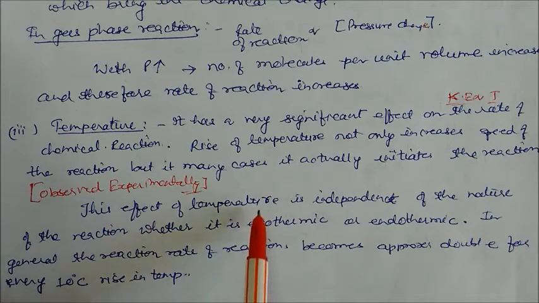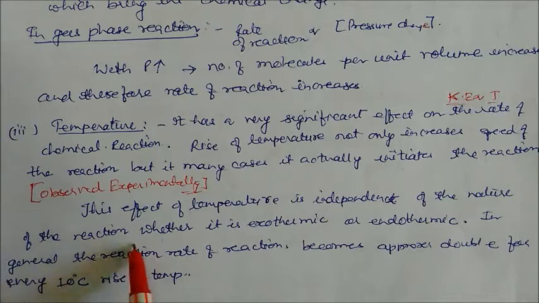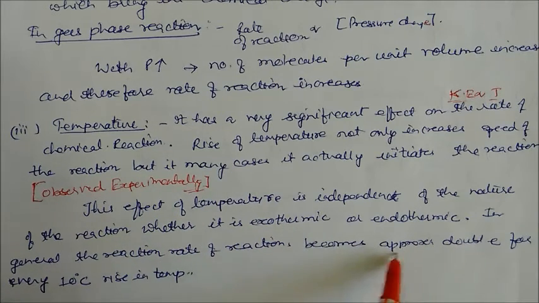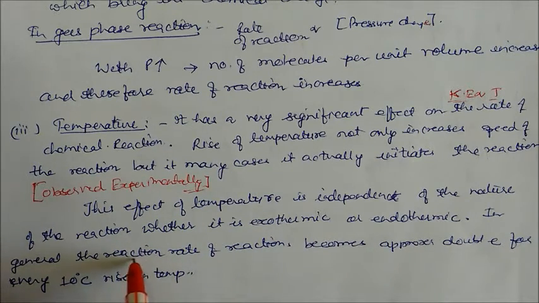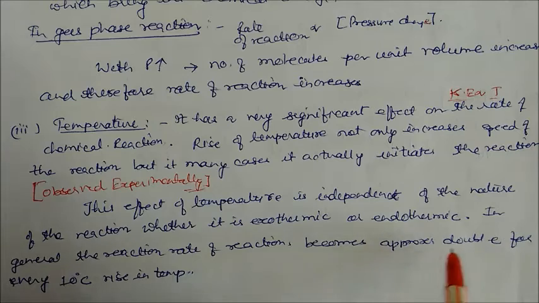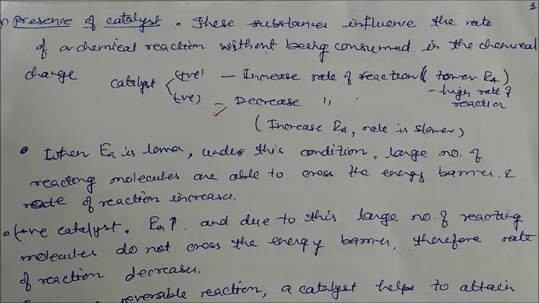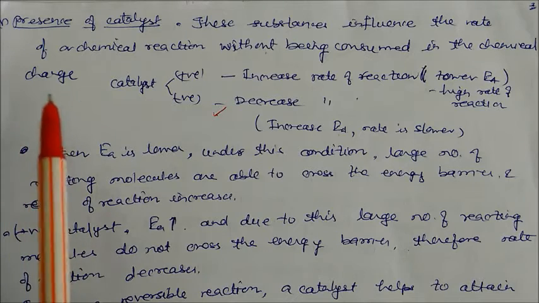This effect of temperature is independent of the nature of the reactions, whether exothermic or endothermic. In general, and I am repeating once again, the rate of the reaction becomes approximately double for every 10 degree rise in temperature. It means if you increase the temperature by 10 degrees centigrade, the rate of the reaction will be double. This is based on experimental fact that we will see in the later part of the topic. Our next factor is the presence of catalyst.